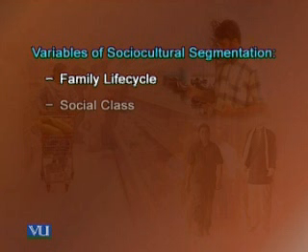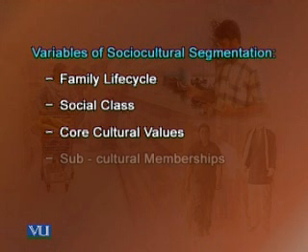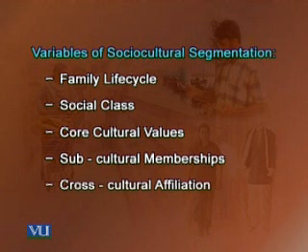These include, as you could see on the slide, number 1, family life cycle, number 2, social class, number 3, core cultural values, number 4, subcultural memberships, and number 5, cross-cultural affiliation. So let us talk about each of these factors individually. We have discussed in a bit of detail the institution of family in our last discussion. Now I am going to just have a slight brush with the institution of family.